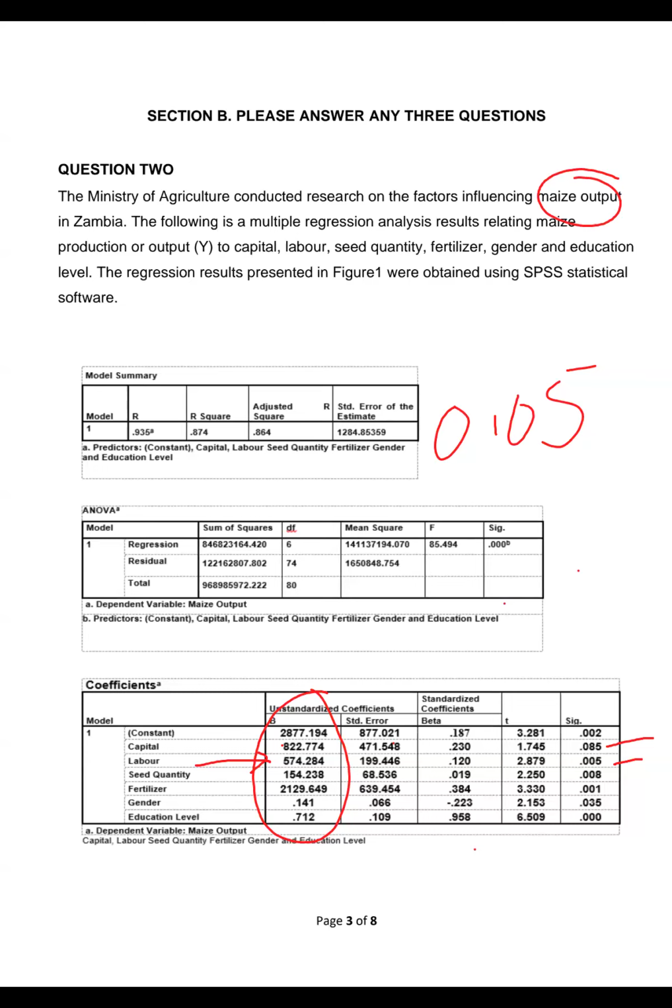So for gender, this one seems to be a dummy variable. Being a male increases the chance of producing output by 0.141. So it means those who are male are more likely to produce it as compared to those who are females by 0.149. You got it?